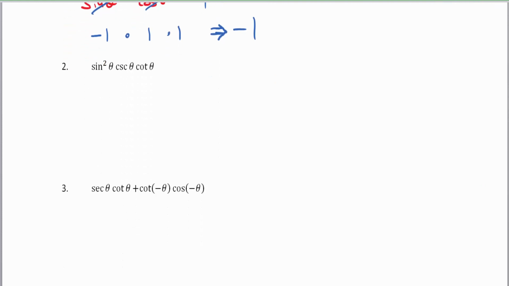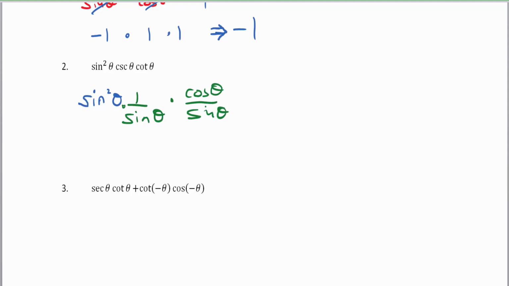Now let's look at problem 2. Problem 2 has a sine squared theta, and a cosecant theta and a cotangent theta. I don't have any negative thetas, so I don't have to use my odd-even properties. What I'm going to do, though, is turn all of my not sine and cosines into a sine or a cosine. So let's turn that cosecant into 1 over sine. Okay, that's a 1 over sine theta. And then my cotangent is going to be, and I should put some multiplication signs here, my cosine theta over sine of theta.